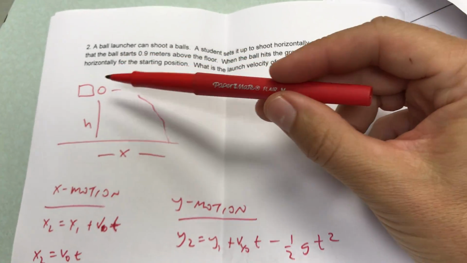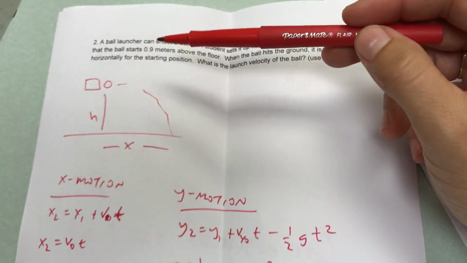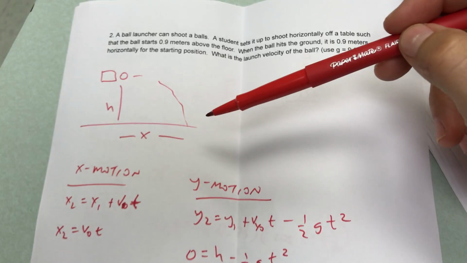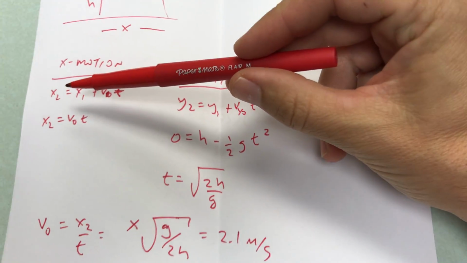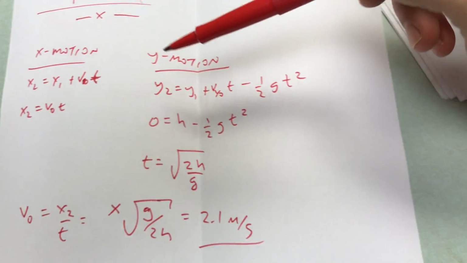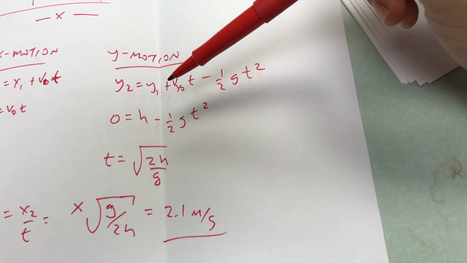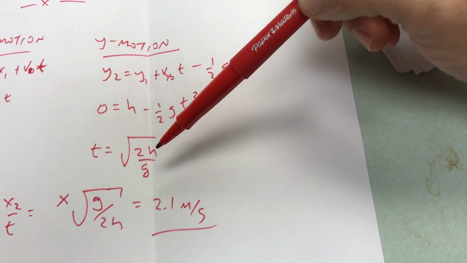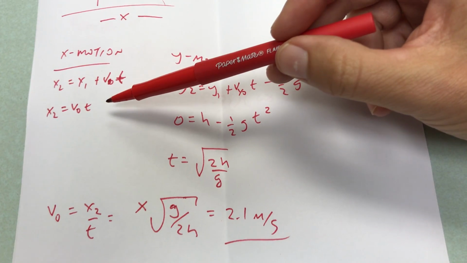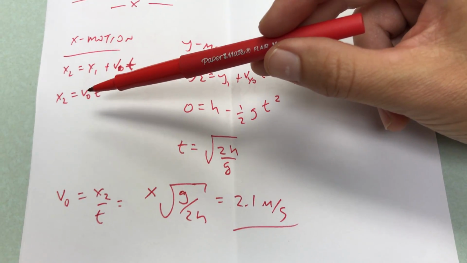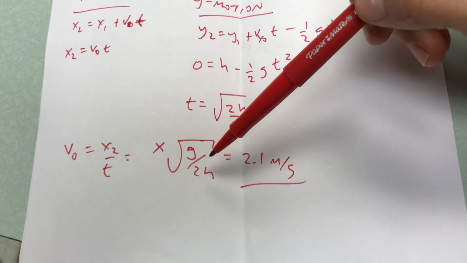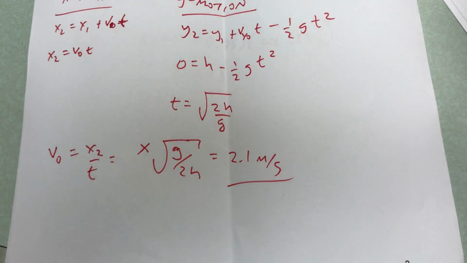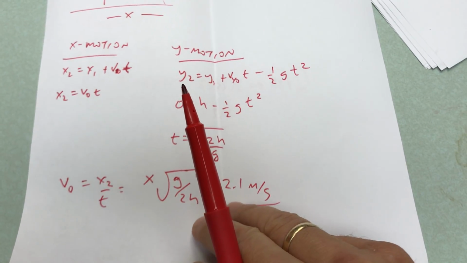Another ball launch problem. I shoot the ball horizontally. In this case, I measure the height and the x, and what's the initial velocity? So the x motion is the same as the last one, but I don't know the time. The y motion is the same as the last one, but I can calculate the time. I plug that time in over here, and now the only difference is I solve for v. So v is x over t, and that's going to be 2.1 meters per second. It's the same problem.